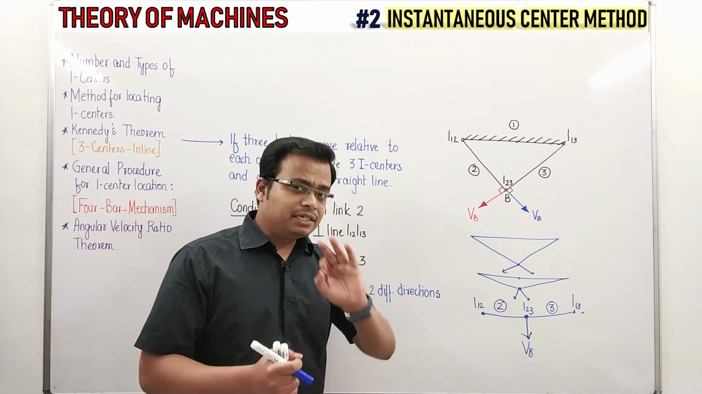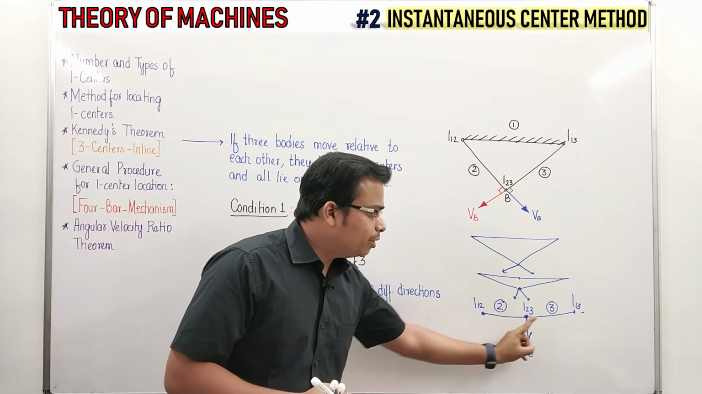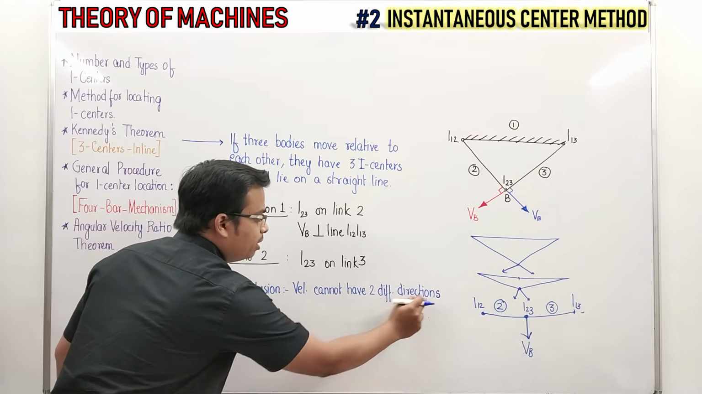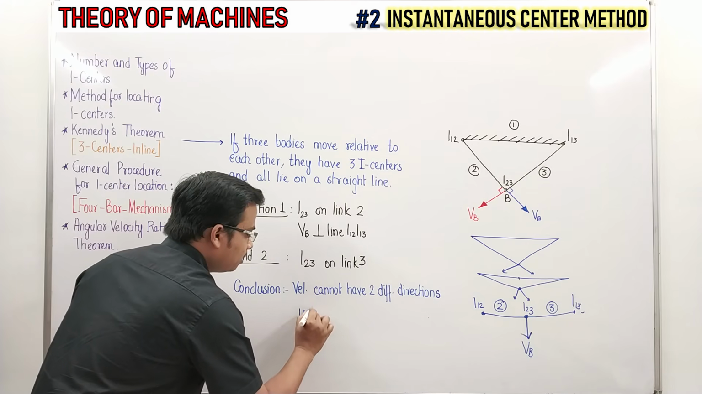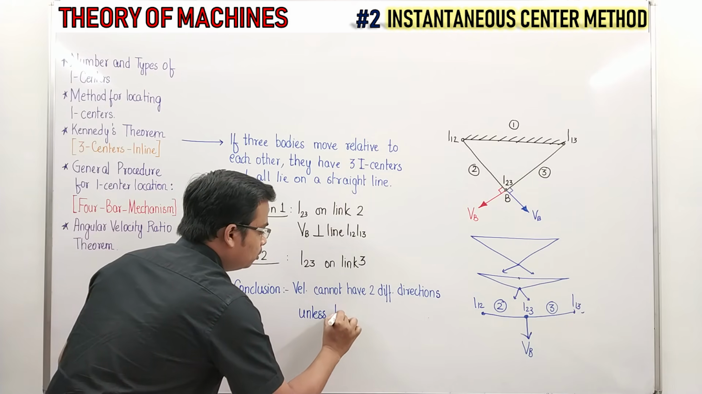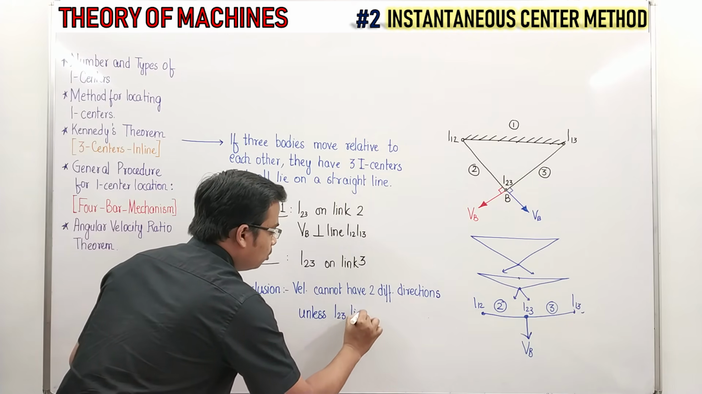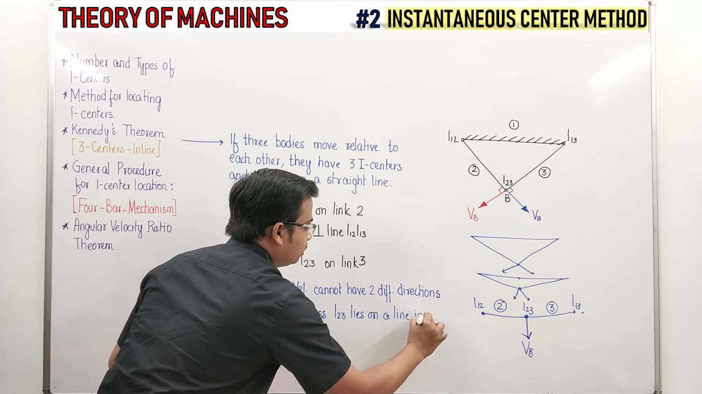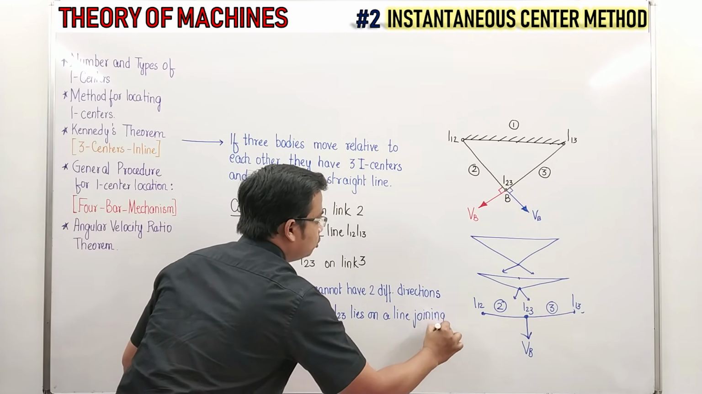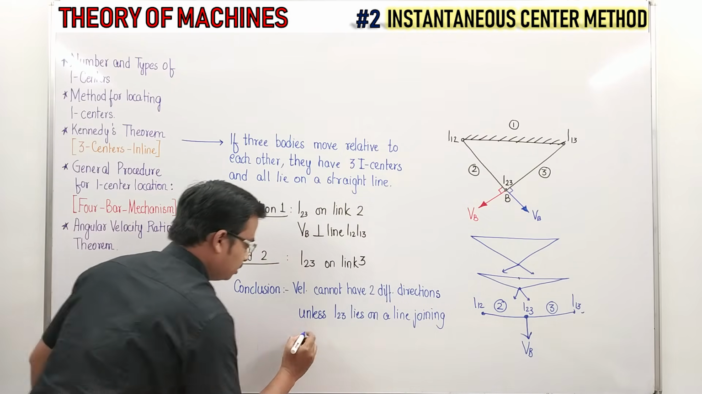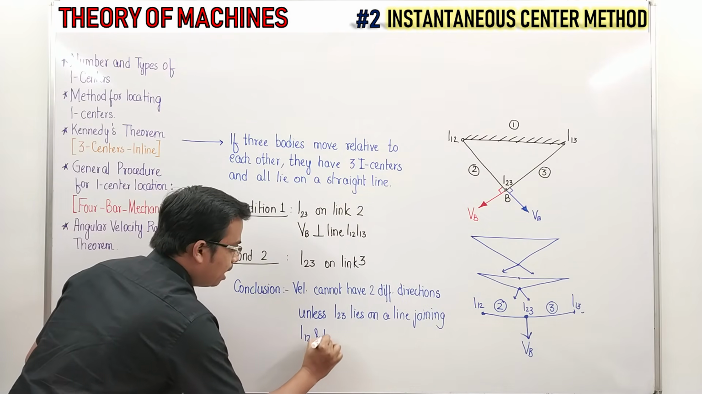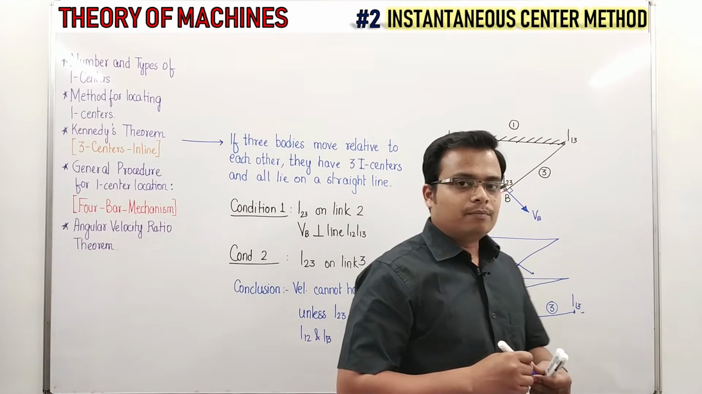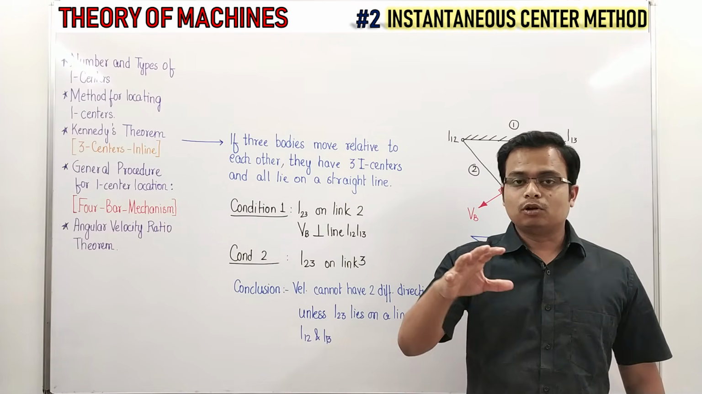Then there are going to be three I centers and all of them are going to lie on a straight line. So velocity cannot have two different directions unless I23 lies on a line joining what? We're going to check that out once again. Joining I12 and I13. So there is a broader application of I centers. We'll see that when we try to solve the problems.